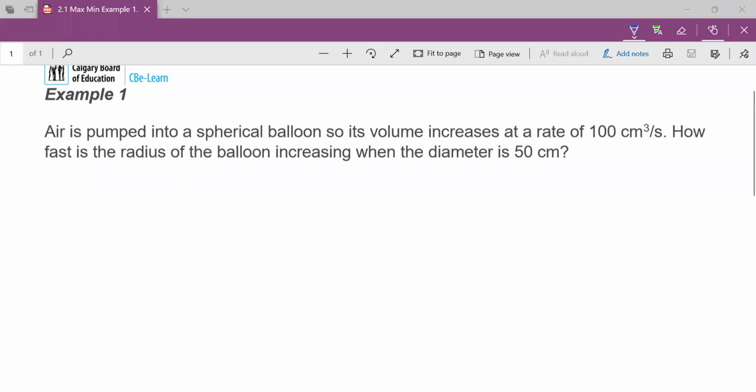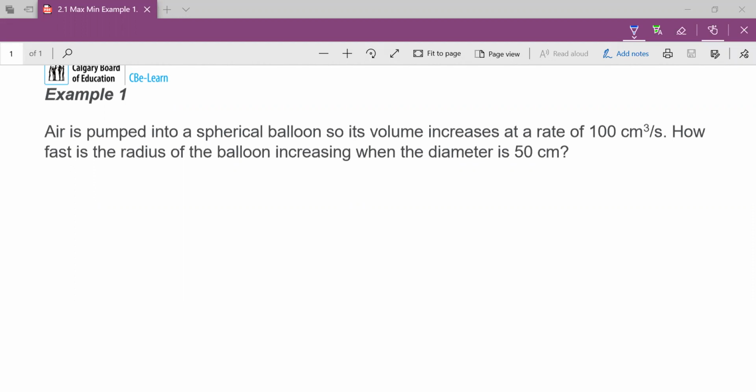Hey, mathletes. What we're going to look at here in example number one is a type of question known as a related rate. So what do we have here? Air is pumped into a spherical balloon so that its volume increases at a rate of 100 centimeters cubed per second. How fast is the radius of the balloon increasing when the diameter is 50 centimeters?